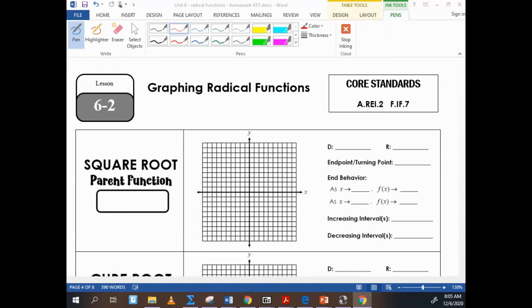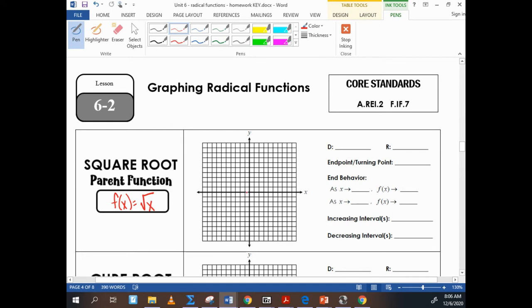All right, lesson 6-2 is when we get to graph these radical functions. Now we're just going to focus on two of the functions: the square root function and the cube root function. So the square root parent function, remember, the parent function is just the easiest function that you can graph here. So this one's just going to be f of x is equal to the square root of x. That's just your easiest function you can graph.